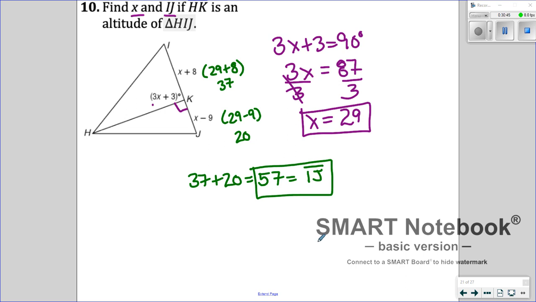And that's it. So basically you're just using what you know. Figure out what they're asking you for. Use what you know based on the special segments and then apply it.